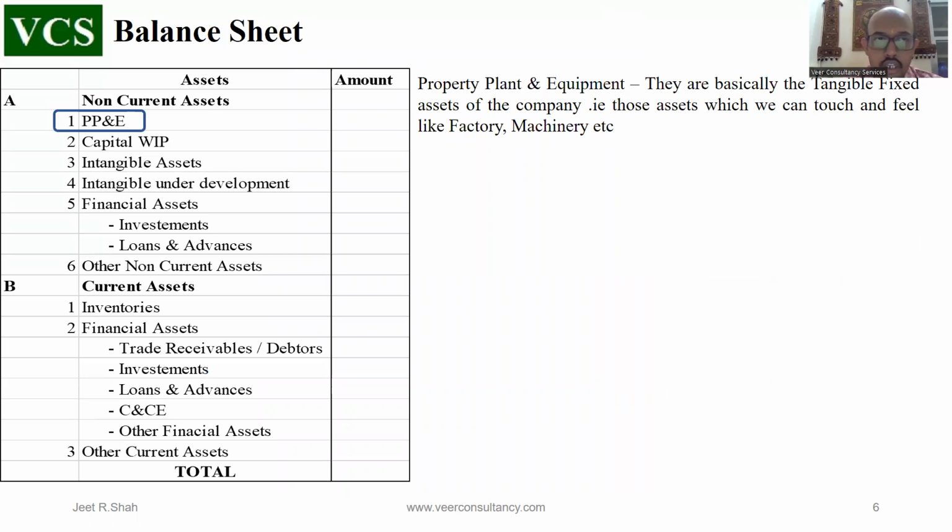As said, non-current assets are those assets that the company is going to use for more than 1 year. In this case, the first asset that we are going to look at is known as the PP&E. Now, what is PP&E? It's basically property, plant, and equipment. They are mostly the long-term assets of the company that are tangible in nature. It is those assets that we can touch and feel. The examples can be factory, machinery, and so on and so forth.